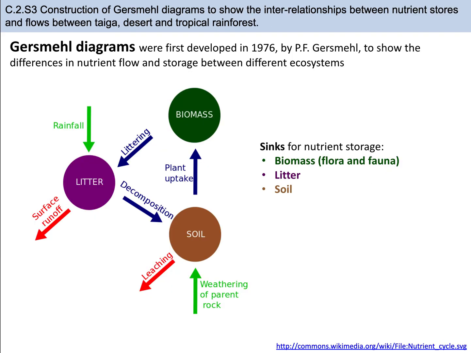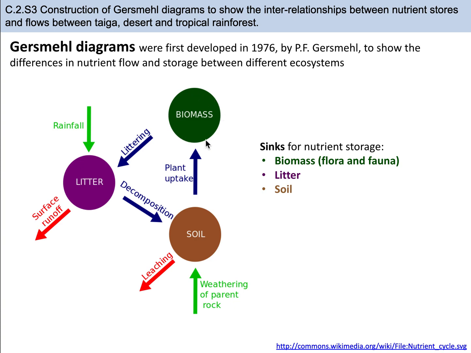All right, one of the skills you have to know how to do is make Gersmehl diagrams. These were first developed in 1976, and they show you the difference in nutrient flow and storage between different ecosystems. You are going to have to be able to analyze these, and sometimes construct one based on the information they give you in a description. They're always set up the same. So this is the basic beginning of a Gersmehl diagram.